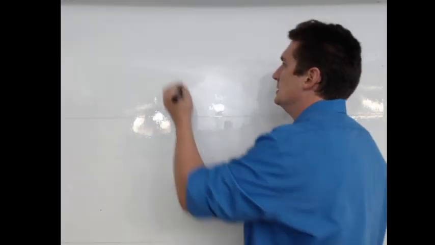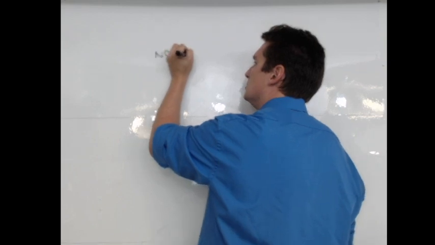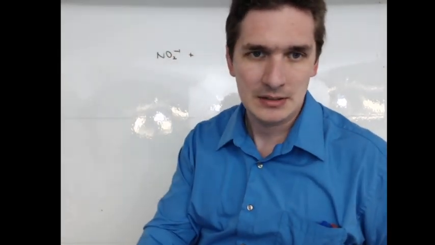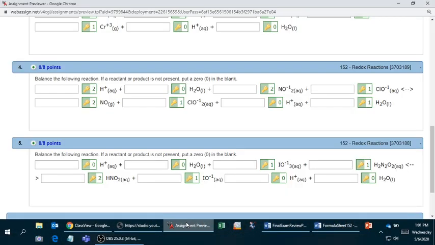Now I'm guessing you'd also like to see a full balancing redox, so let me bring up one of those problems. So we'll do problem 4. NO2 minus 1 plus, oh, I guess I should let you see it. ClO minus 1 goes back and forth to NO plus ClO2 minus 1.